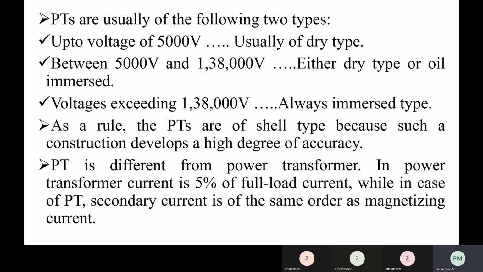As a rule, potential transformers are of shell type because such a construction develops a high degree of accuracy. This shell type is mainly used to get a high degree of accuracy, and the potential transformer is different from the power transformer. In a power transformer, the no load current is 5% of full load current, while in a potential transformer the secondary current is of the same order as the magnetizing current.